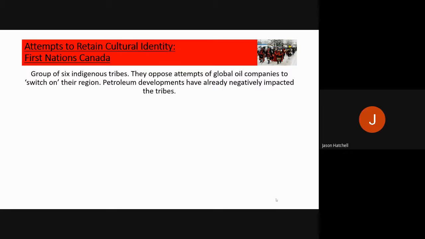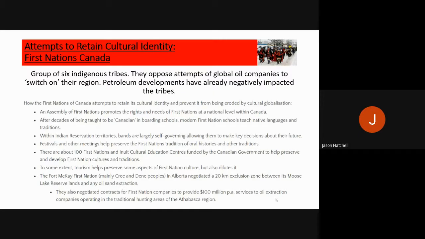They already had petroleum developments which have negatively impacted their environmental security and also their existence. And so, what we have seen the First Nations tribes of Canada try to do is resist the erosion of their culture and to reduce cultural globalization. So we have seen an assembly of First Nations promoting rights and the needs of the First Nations. We've also seen Indian reservation territories in India, and we've seen those being self governed and allowing them to make key decisions about their future.